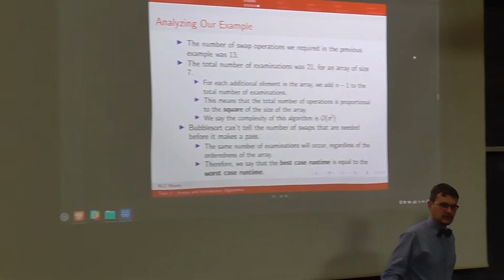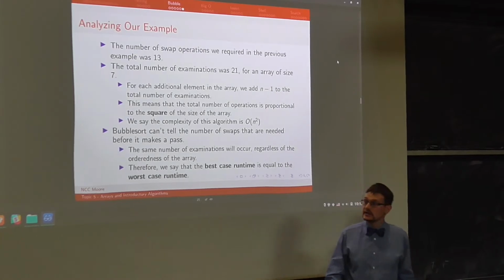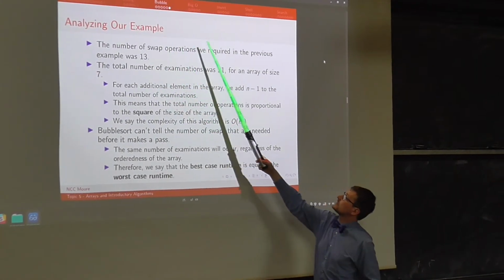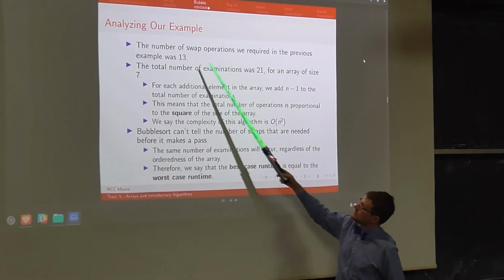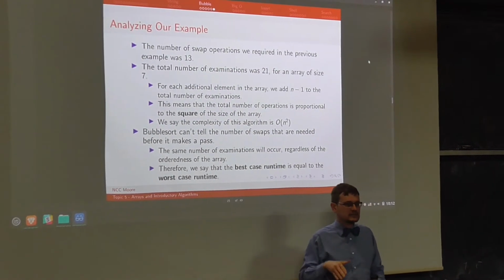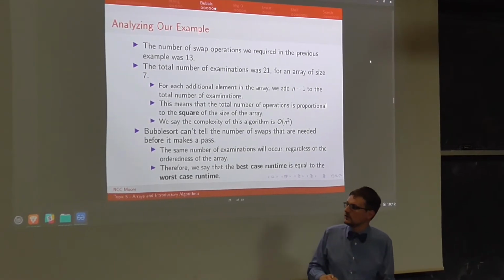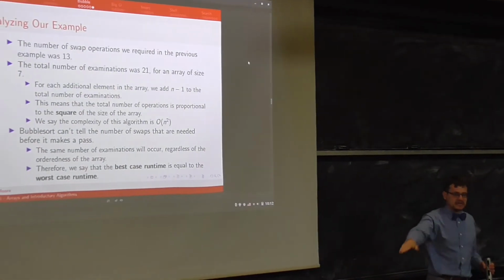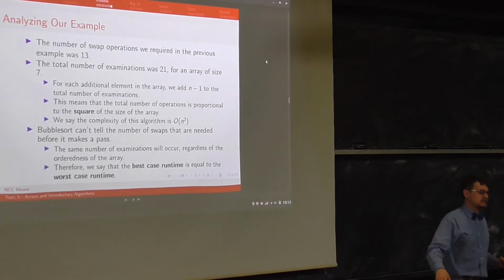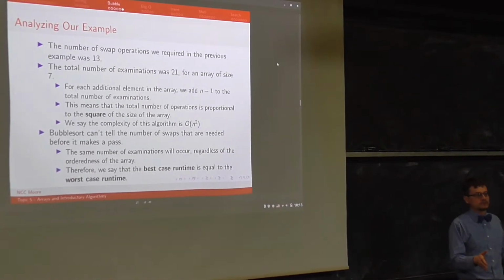Basically, the object of algorithms research is to reduce these two numbers, right? Number of examinations and number of swaps. We want to get that as low as possible. The more times we have to do something in order to perform the algorithm, the longer it takes. The longer it takes, the less we can process in a fixed amount of time.